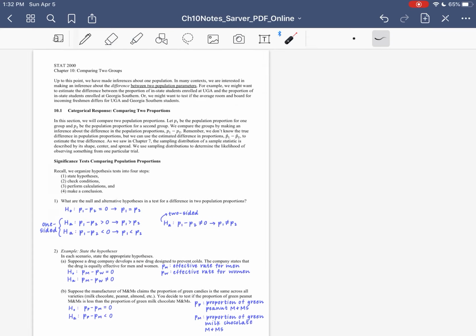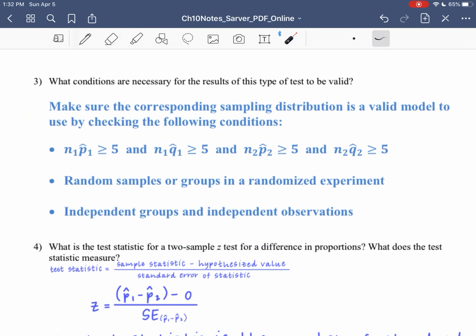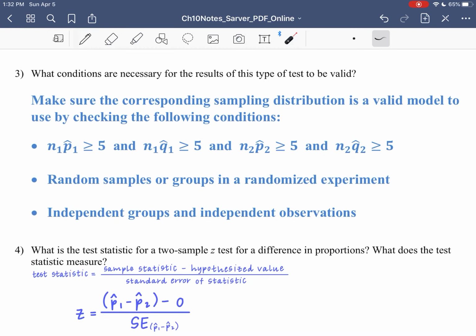The next step is our conditions. So we have very similar conditions for a hypothesis test for a difference in proportions. But because we are looking at two populations now instead of just one, we do have to check those conditions basically twice. So once for one population and once for the other population. So taking a look at our conditions here, we still have that random condition. We still have our independent condition.